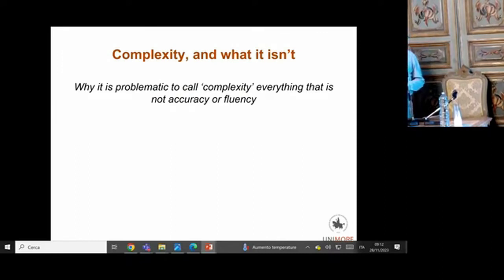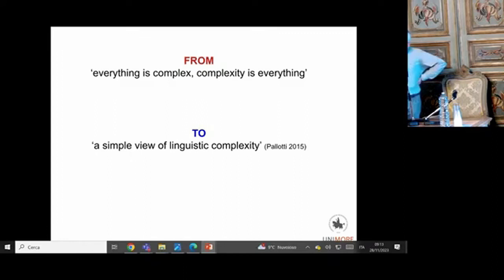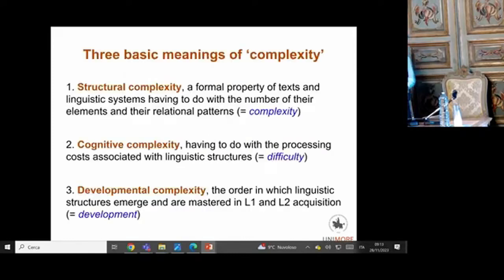Because calling complexity everything that is not just errors and fluency, which in writing is hardly ever calculated, means that we are left only with two dimensions, that is accuracy and complexity. And that's too coarse grained. So my point is going from an assertion like everything is complex, complexity is everything, which makes complexity research so cool, which explains why complexity appears in the title of so many volumes and articles, to what I called in one of my articles a simple view of linguistic complexity, this simplifying the construct of linguistic complexity.